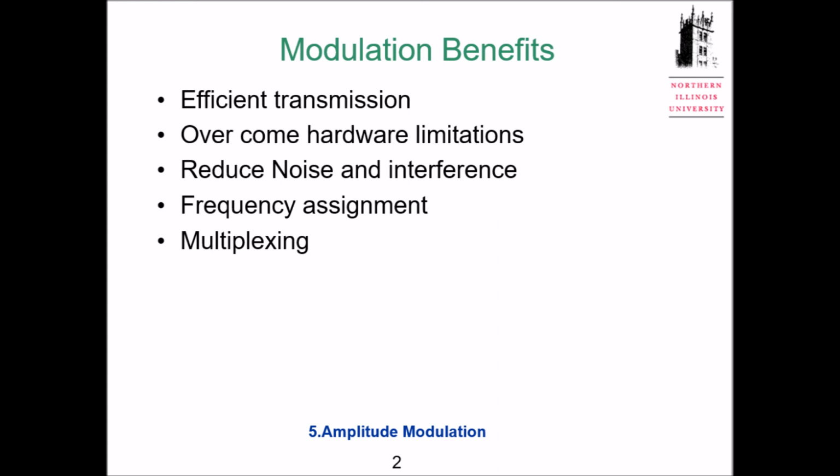Last one actually is a really important one, multiplexing. By using modulation, we can transmit different signals simultaneously. So we call it multiplexing. Very soon we're going to talk about how we can do multiplexing in frequency, in time, and also in code. So those are some benefits brought by modulation.